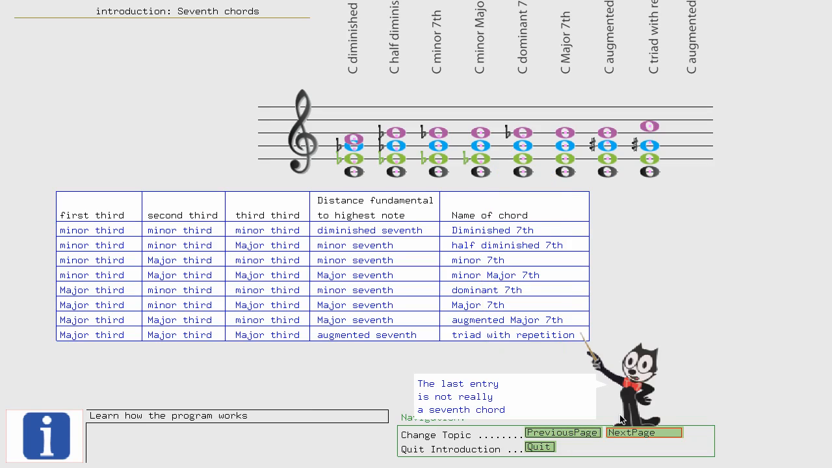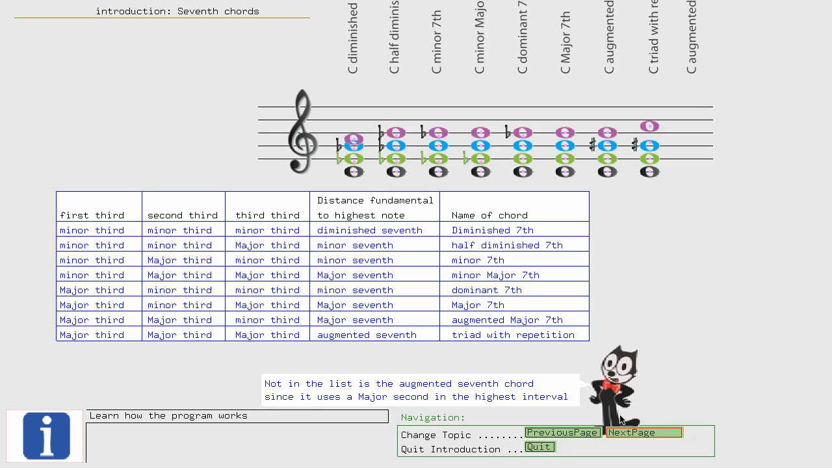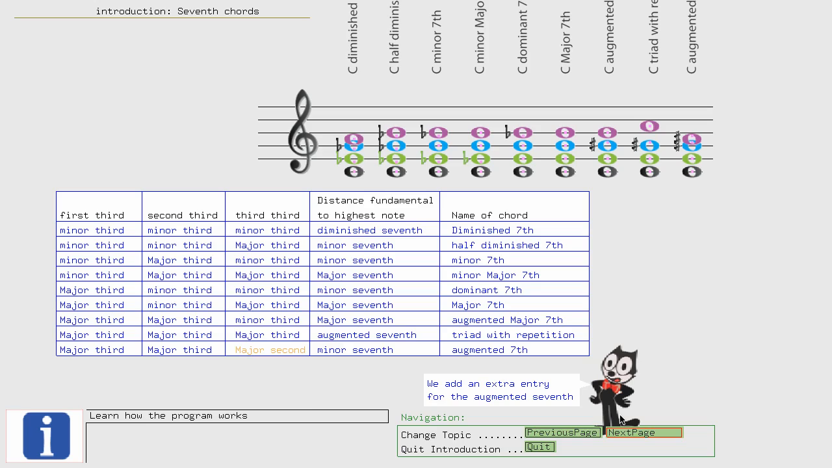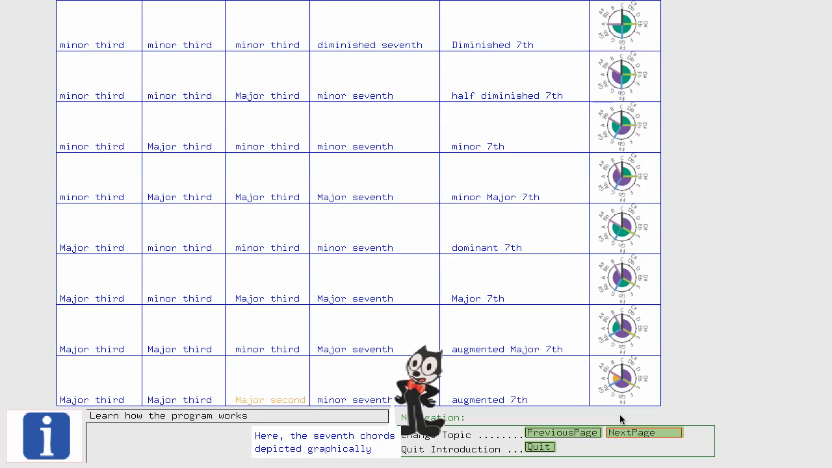The last entry is not really a 7th chord, since it can be interpreted as an augmented triad with the repetition of the root note. Remember, an augmented 7th interval is an octave. Not in the list is the augmented 7th chord, since it uses a major 2nd in the highest interval. We add an extra entry for the augmented 7th. Here, the 7th chords depicted graphically.